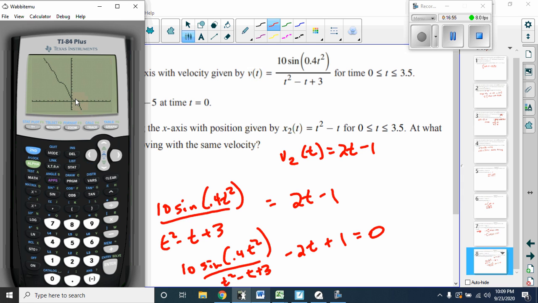It's kind of hard to tell if there's 1 or 2 of them there. I'm going to change my y min and y max to zoom in just a little bit there. And it looks like there is just 1 zero there. It's in between 1 and 2. So calculate the zero. And there's our answer, rounded to 3 decimals: 1.571 is the time.